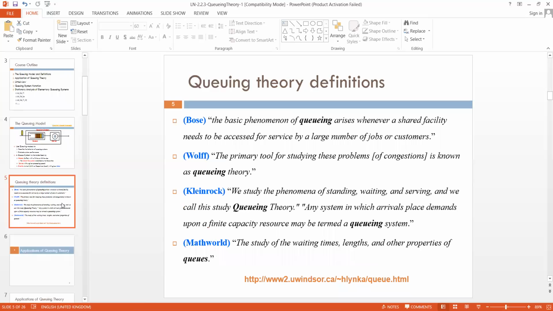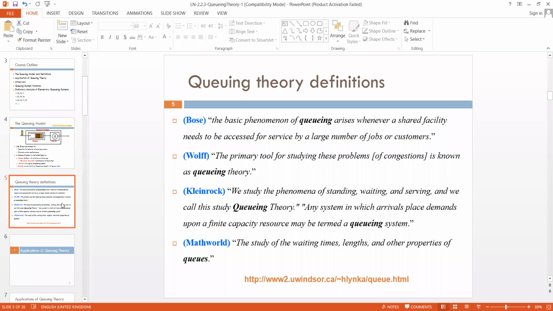Then these are some few definitions from people. It says, Bowles says that the basic phenomenon of queuing arises whenever a shared facility needs to be accessed for a service by a large number of customers or jobs. So queuing arises anytime a facility needs to be shared by a number of customers or a number of jobs. Then Walls also talks about what the primary tool for studying these problems of congestion is known as: queuing theory. So queuing theory helps us to analyze or to study these problems.